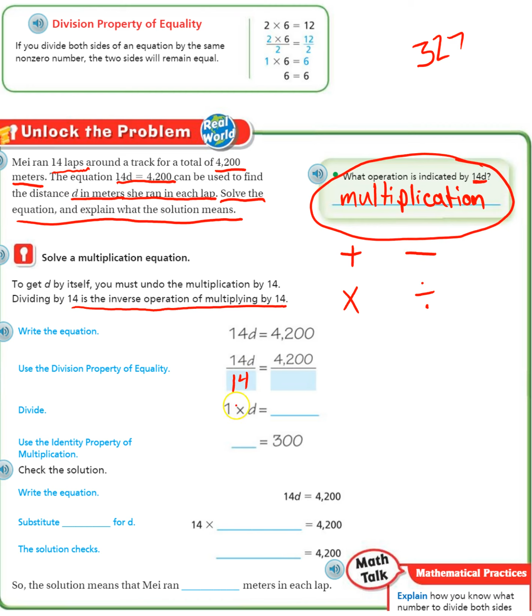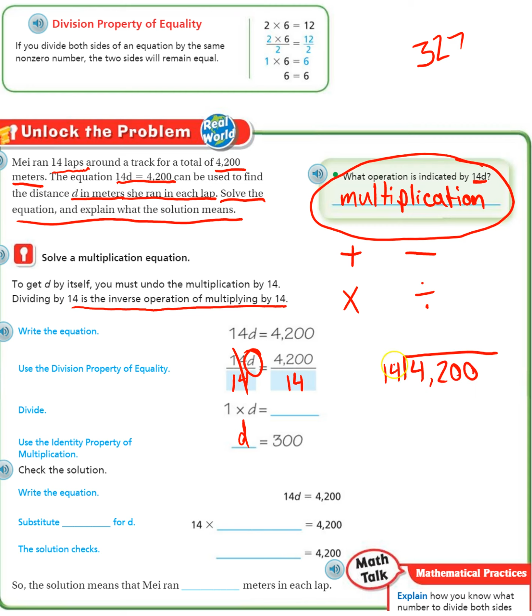14 divided by 14 is 1, or 1 times d, or simply 1d. So that gets rid of the 14, leaving you with just the variable, in this case d. And then I need to do 4,200 divided by 14 as well. Okay, so now I actually have to do the math. I know they've done it for us, but let's take a look. We want to be able to do it on our own as well.